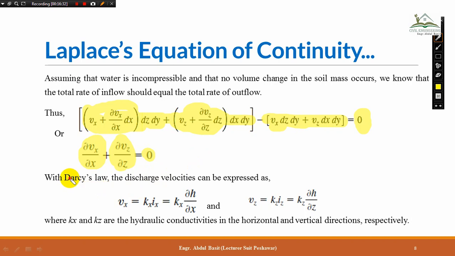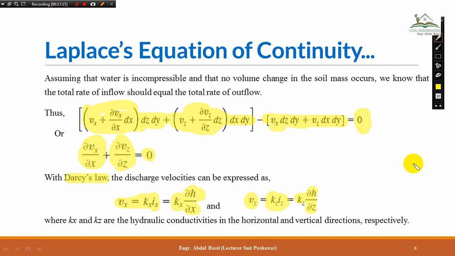Now Darcy's law tells us that the discharge velocity can be expressed as v = ki, where k is the hydraulic conductivity and i is the hydraulic gradient. So i is equal to the change in head with respect to the distance covered. And k was already discussed in the previous tutorial; that is hydraulic conductivity. So in the x direction we will have this equation, and in the z direction the velocity will be equal to kz iz, which is the change in head with respect to distance, the same equation.